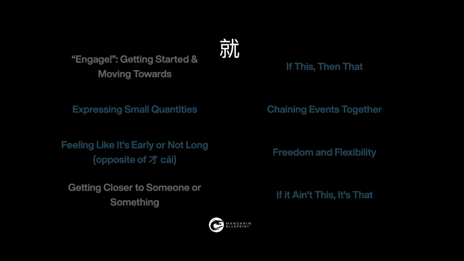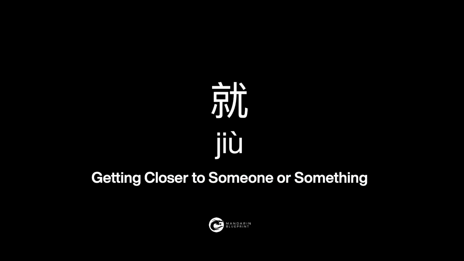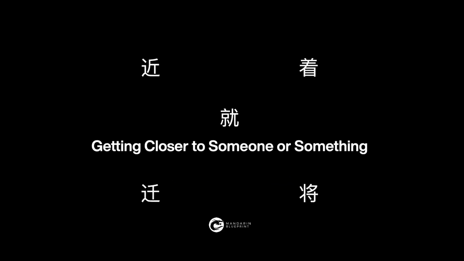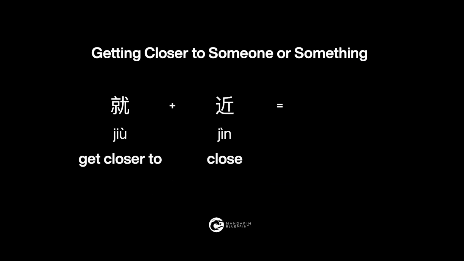So let's now talk about 4 words that kind of have the function of meaning getting closer to someone or something, and we'll cover these 4 words. Once again, these are kind of formal, but some of them are quite useful. 就 get closer to, 近 close. Well, probably no surprise that 就近 means nearby.